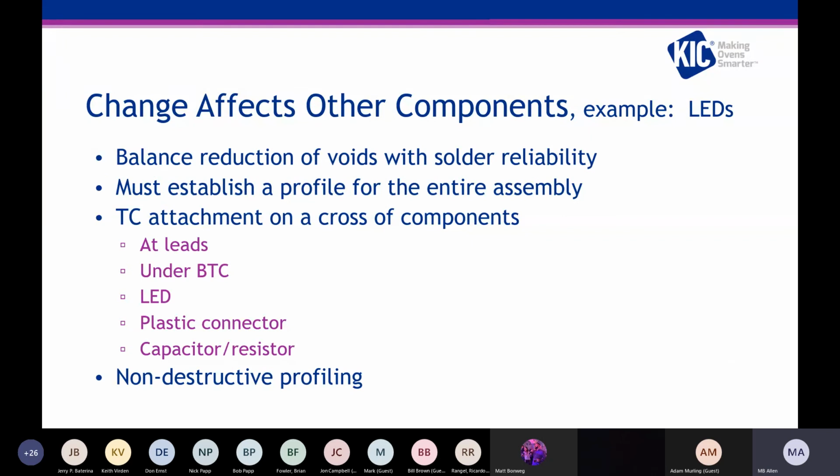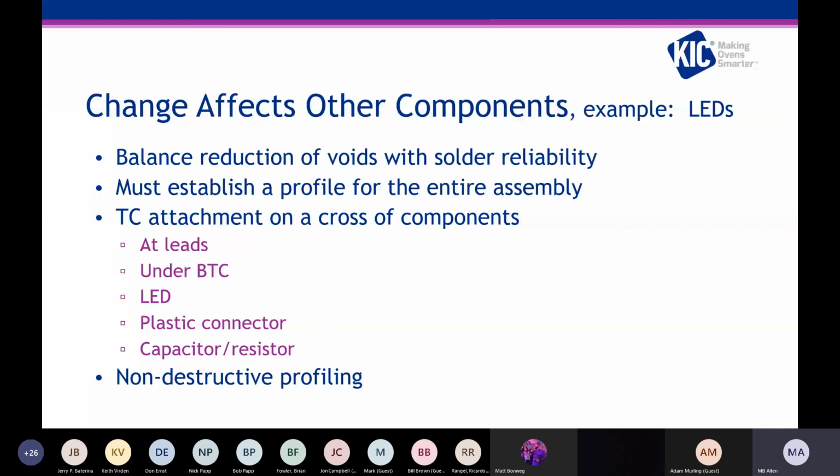So there's a balance between making changes to your profile to reduce the voids to get a good solder joint, but you'll also have to take into consideration some of those more sensitive components. As an example, a plastic connector. If I'm elevating my peak temperature, it's really important that I know the specifications for the components on the board that could be affected by those changes.